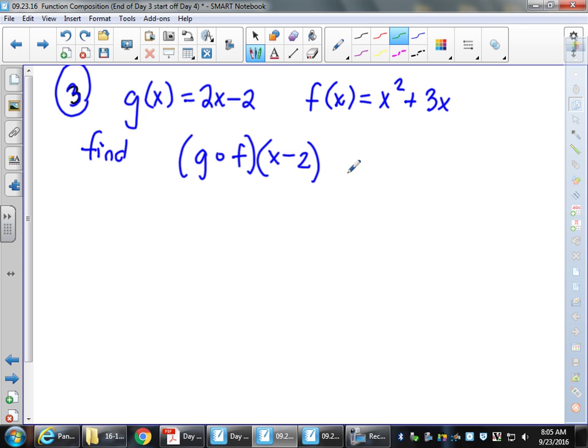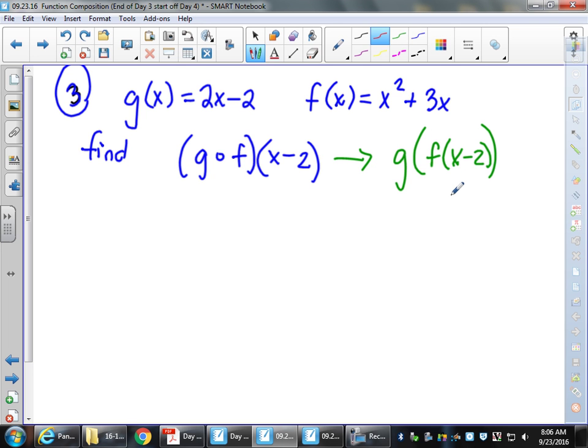Okay, so let's all start together. How could I rewrite this? Following what Jasmine had told us, the same idea. How is this going to be rewritten? g of f of x minus 2.